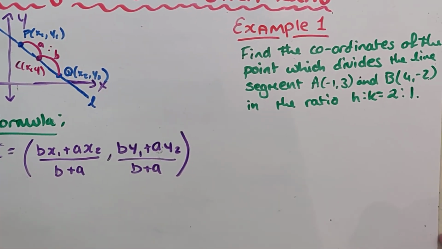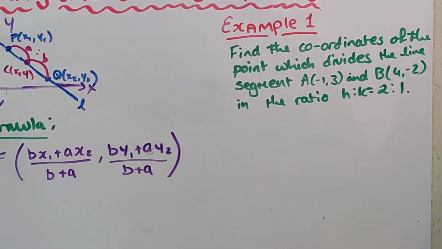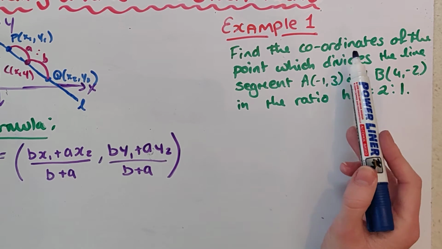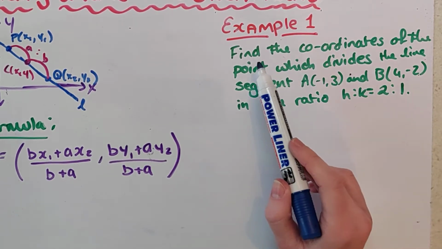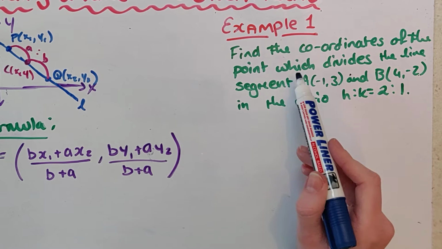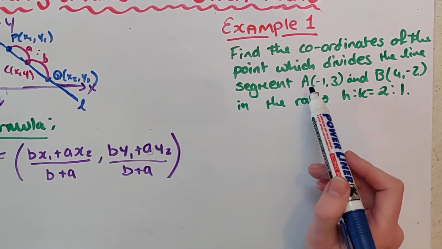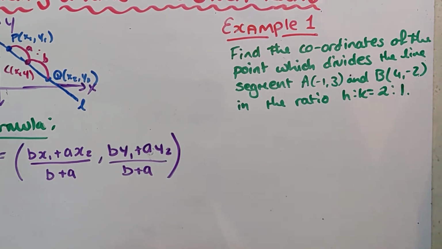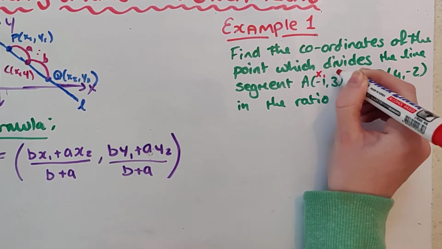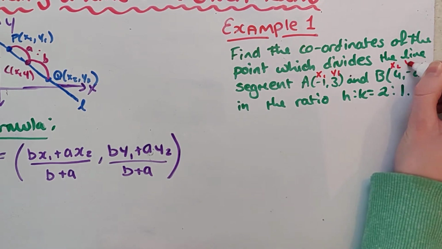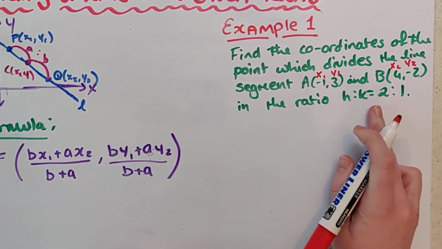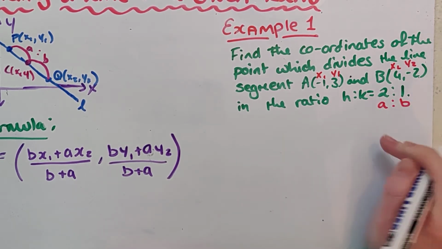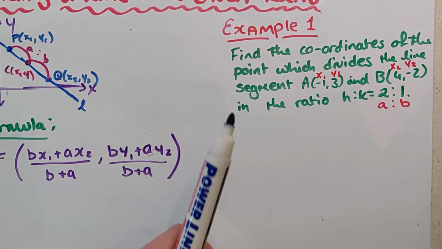Now, when we look at using this as an example, like we will over here, we're going to make sure that our answer always looks like a coordinate, which means it should always have an x and a y value. It says find the coordinates of the point which divides the line segment A (-1, 3) and B (4, -2). So straight away I'm going to label those x1, y1, x2, y2, in the ratio 2 is to 1. Now in our formula it labels our ratio a is to b. So a is going to be 2 and b is going to be 1.